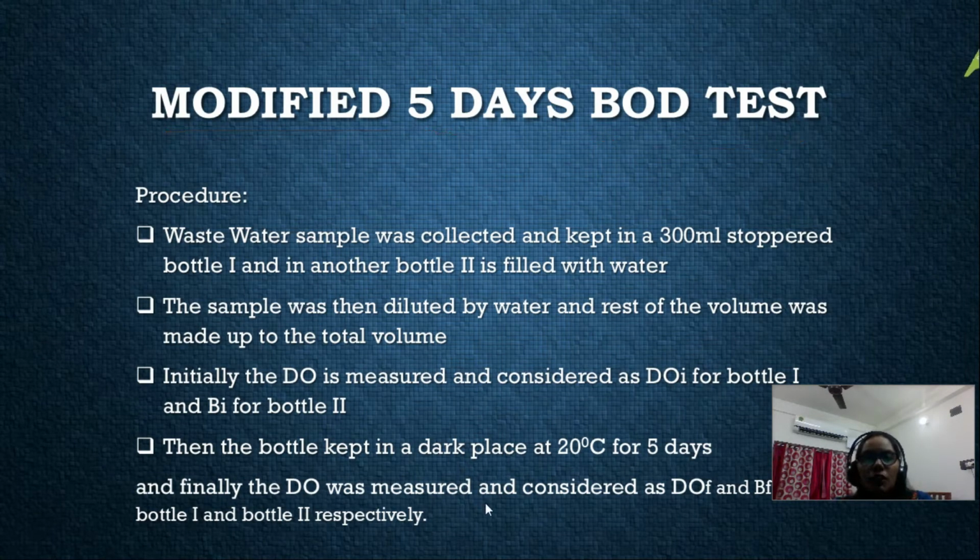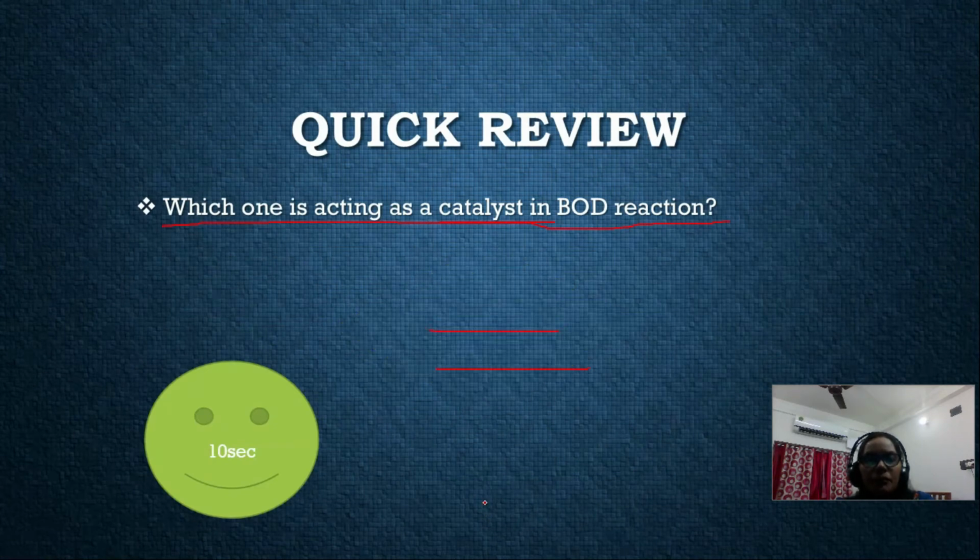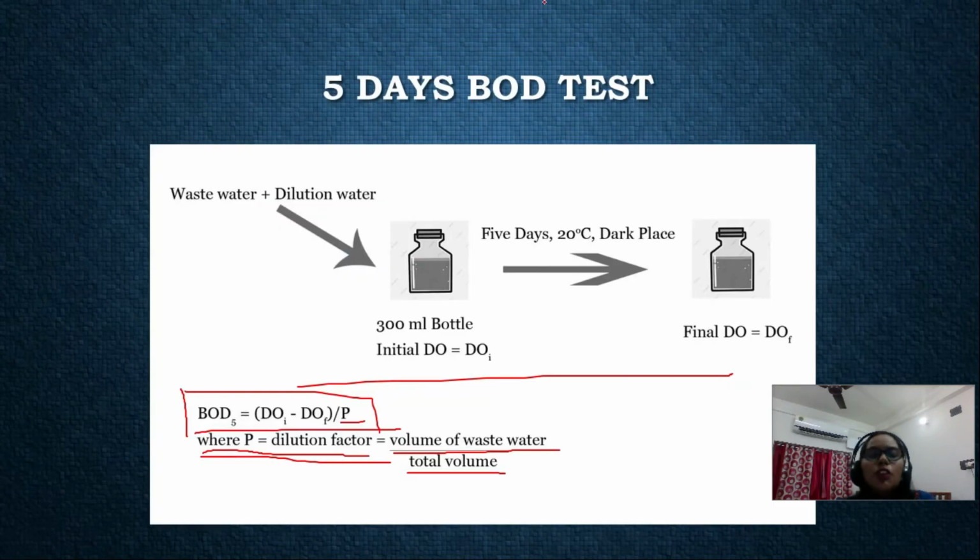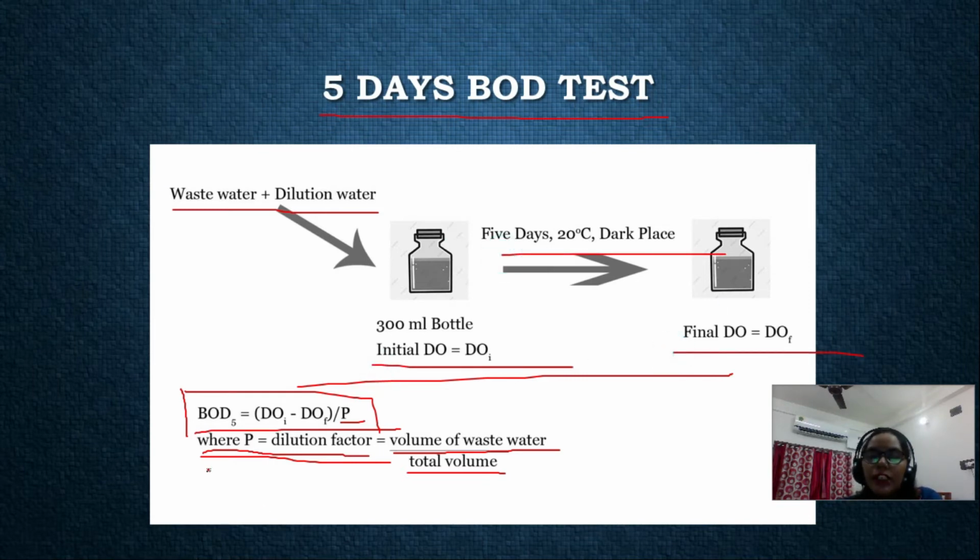Look, before discussing this, first of all, we should look here. So in the 5 days BOD test, what generally we have done is, we have taken one bottle which is filled with wastewater plus distilled diluted water, and we have measured the initial value of dissolved oxygen. After 5 days again, we have measured the final value, and this is the BOD of the sample. Now tell me, is this the BOD of the actual sample?